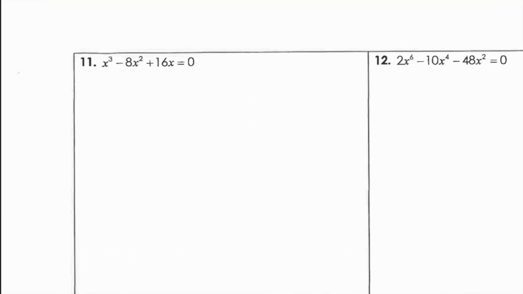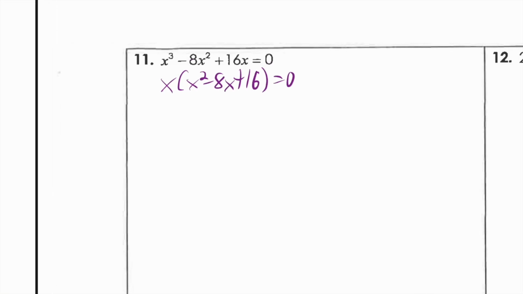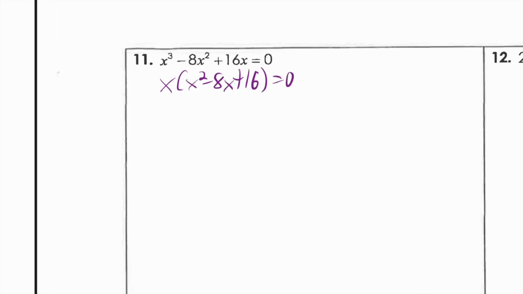Moving on to number 11 here. We do have it equal to 0. What a convenience. We do look for a GCF. It is x. So I will have x squared minus 8x plus 16 equals 0. I personally will look to see if I can factor this further. Before I said I can't, so I didn't bother. But here I can factor this one further, and I will.